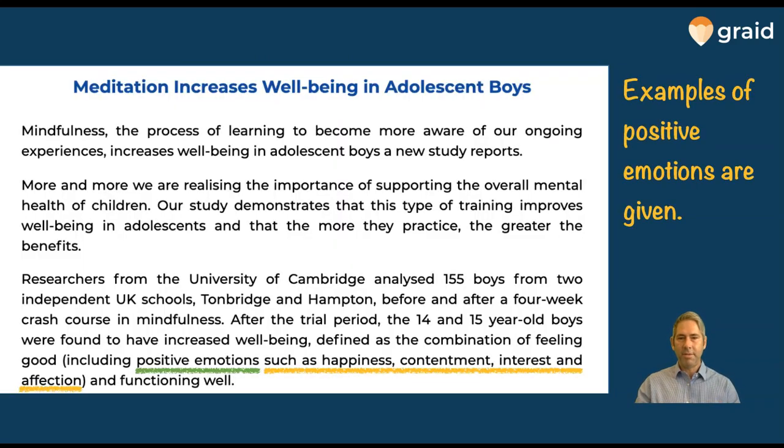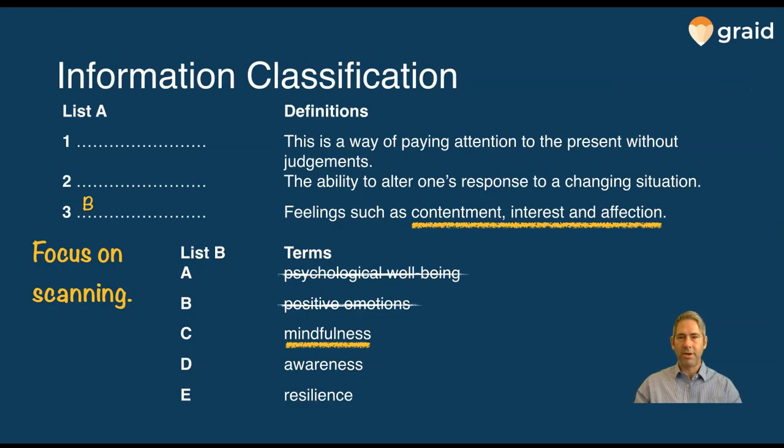Now, I find positive emotions underlined in green on the first page. Then I can see the writer has given some examples, such as happiness, contentment, interest, and affection. I go back to the question paper. Now, I can see in the definitions, feelings such as contentment, interest, and affection. I'm quite sure that this is the answer, so I simply put question 3, B. I cross out positive emotions, then I'm going to move on to the next term.